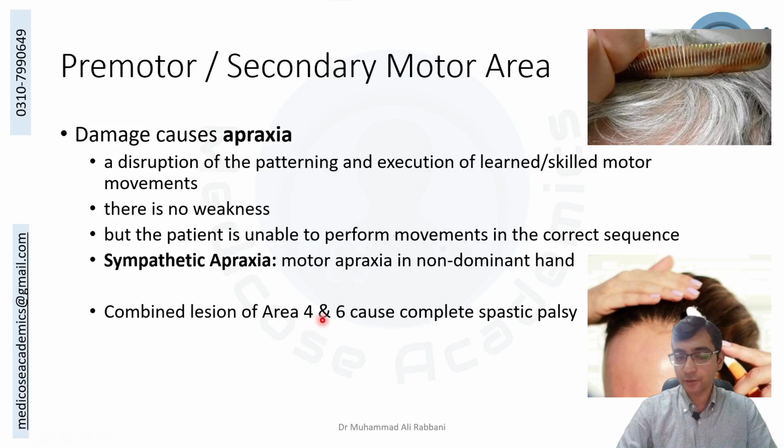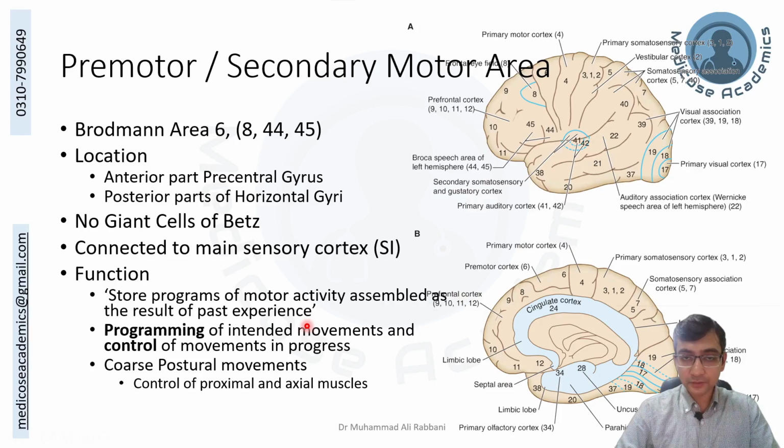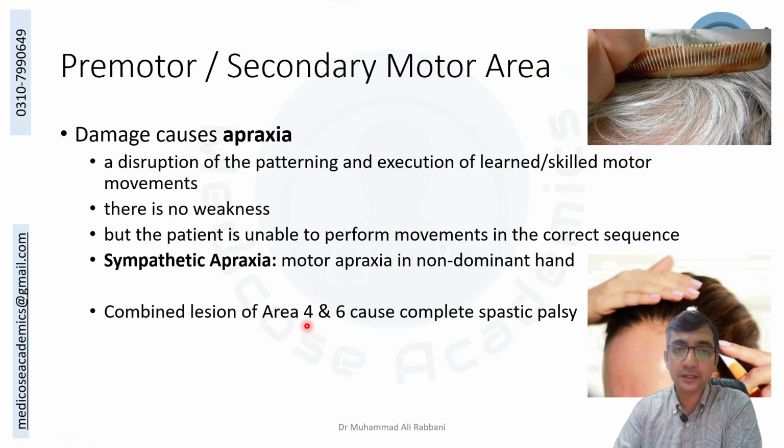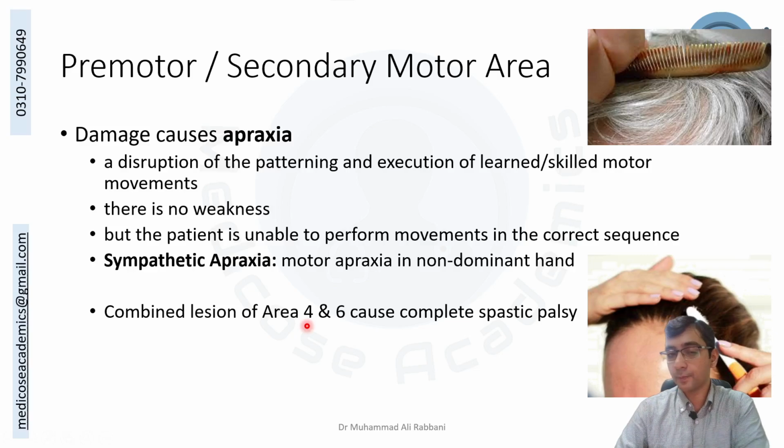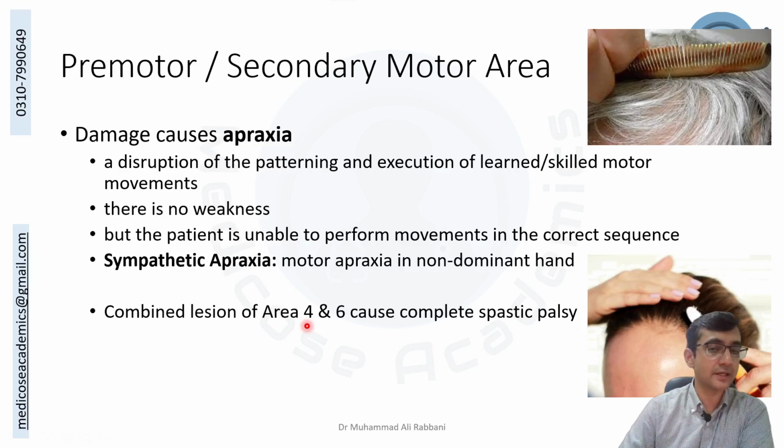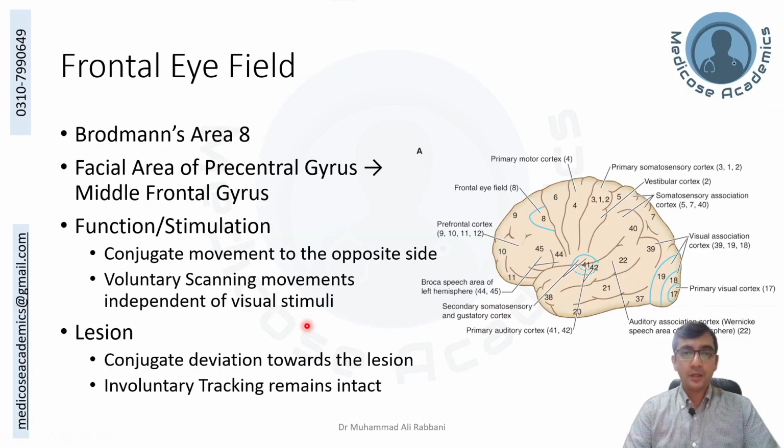If there is a combined lesion of areas 4 and 6, that is the primary motor and the premotor area, if both are damaged, then there is a spastic paralysis, a more complete paralysis as compared to the lesion of the primary motor area alone. There is a worse paralysis if both these areas are involved. But again, there is no paralysis if only the premotor area is involved.